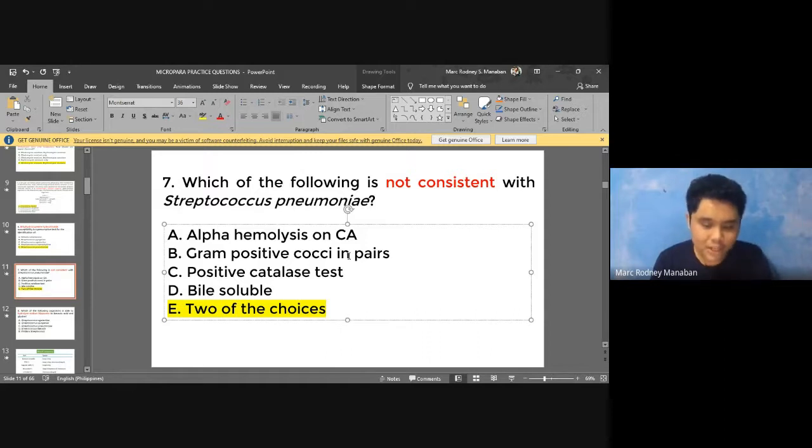Read it carefully. Bring pen and paper so you can write on the test paper. Anyway, you can do it. Kakayanin. Okay. Number 8.